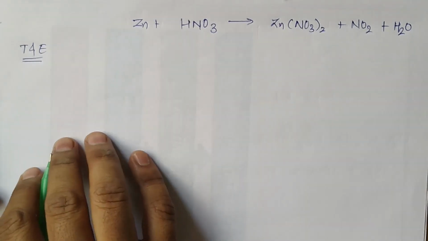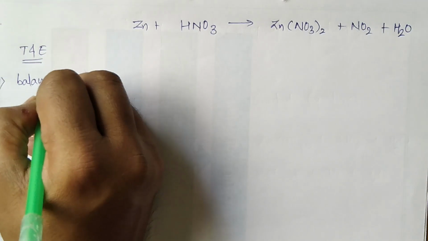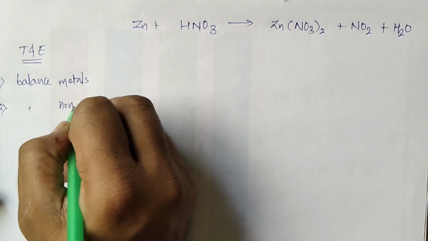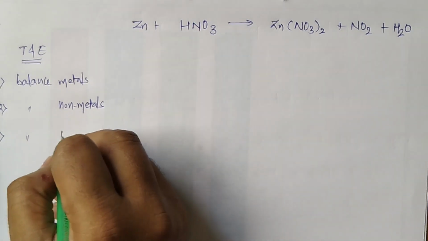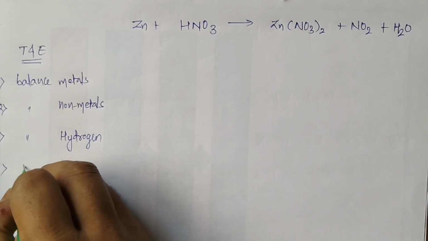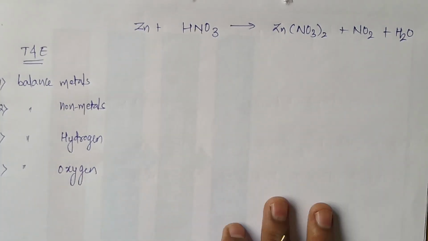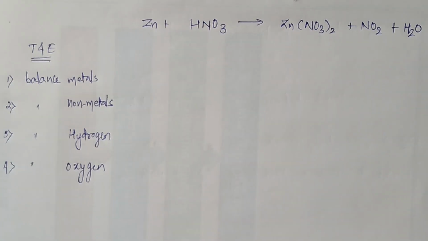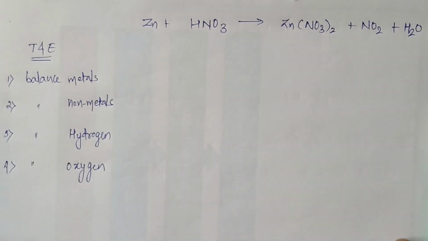In the trial and error method always remember one thing. First balance metals, then balance non-metals, then you balance hydrogen, and then you balance oxygen. Okay, by this method you can work. Generally if you follow this chronological order, almost all equations are solved. Okay, now let's apply it in this particular equation first.